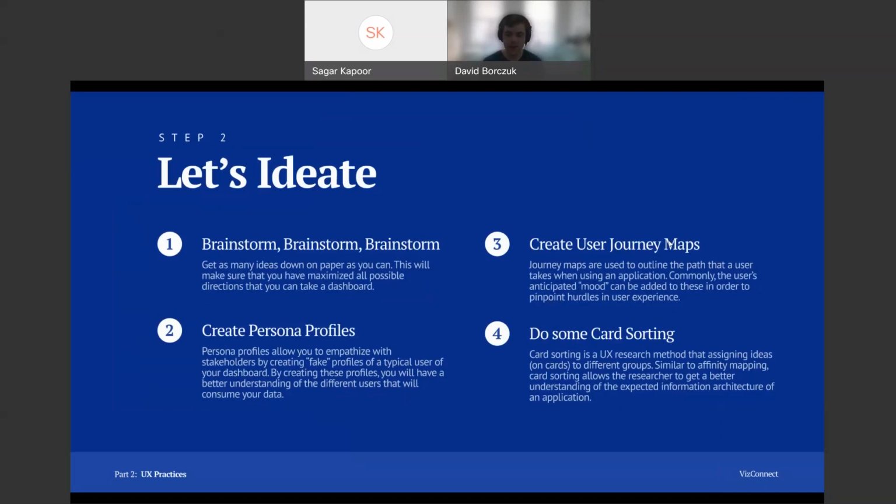Additionally, creating user journey maps is something that will help augment the persona profiles, which is basically you are creating a series of activities that the user is doing, and you're quantifying their mood throughout that process, so you can figure out where there are hurdles in their journey while using the app or using the dashboard, and you can optimize certain steps that they take. Again, I'll give you an example in a bit.